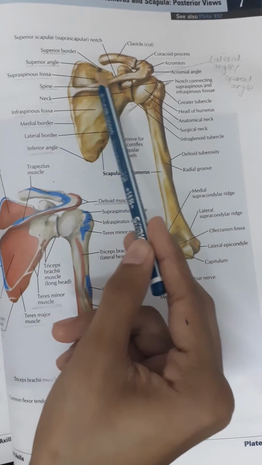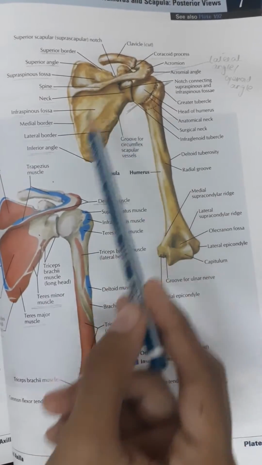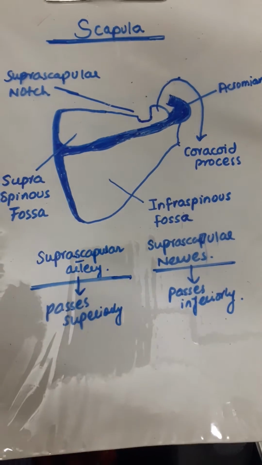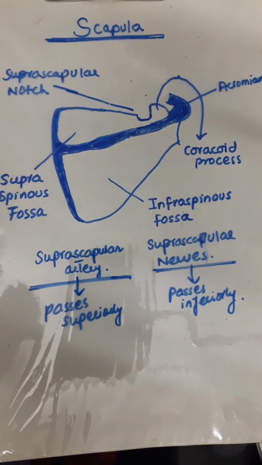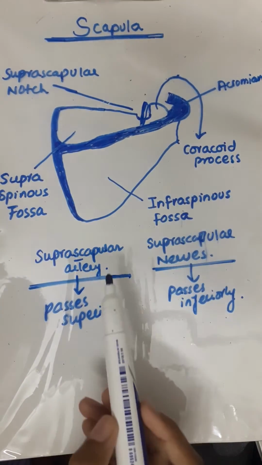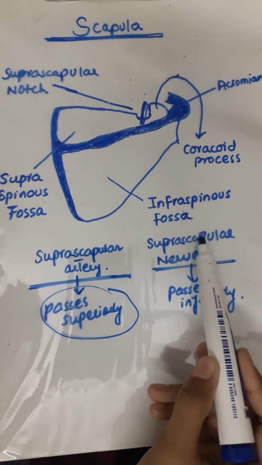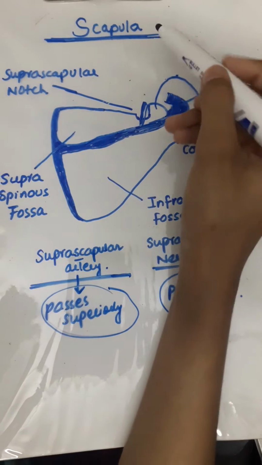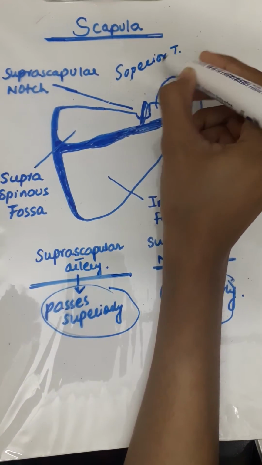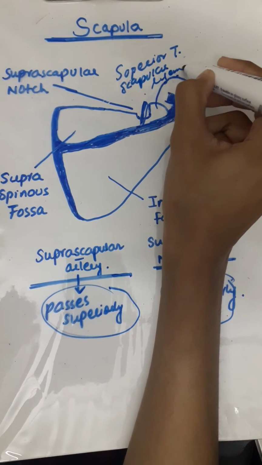Basically, the suprascapular notch is located on the lateral aspect of the superior border of the scapula. In this notch we have a ligament called the superior transverse scapular ligament right here. The suprascapular artery passes superiorly to this ligament, and the suprascapular nerve passes inferiorly. I'm going to write its name over here: superior transverse scapular ligament.